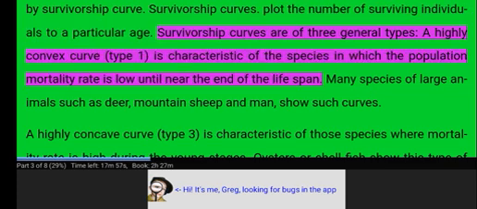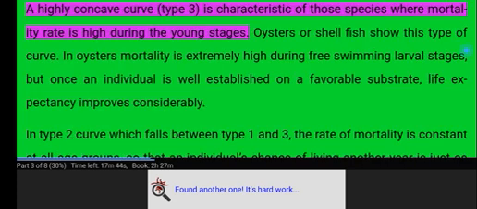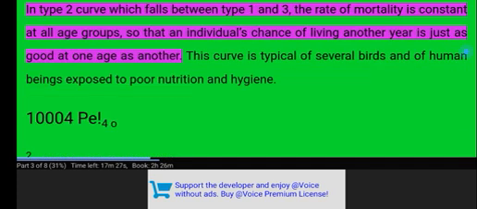A highly convex curve, type 1, is characteristic of the species in which the population mortality rate is low until near the end of the lifespan. Many species of large animals such as deer, mountain sheep and man show such curves. A highly concave curve, type 3, is characteristic of those species where mortality rate is high during the young stages. Oysters or shellfish show this type of curve. In oysters, mortality is extremely high during free-swimming larval stages, but once an individual is well established on a favorable substrate, life expectancy improves considerably.